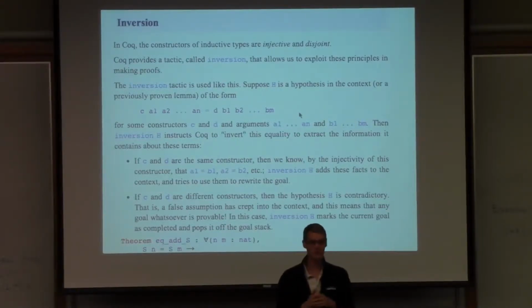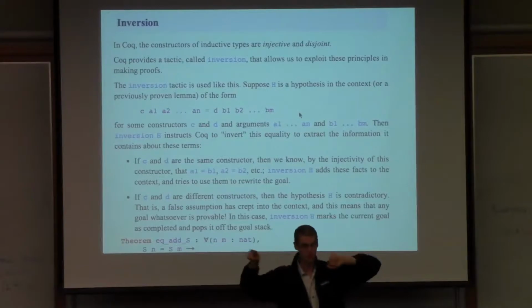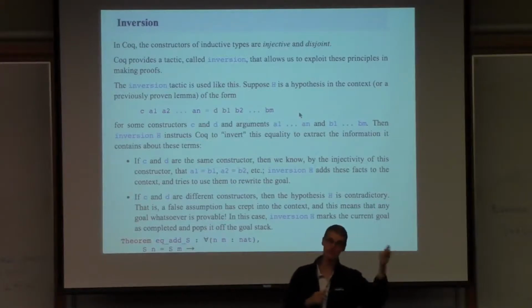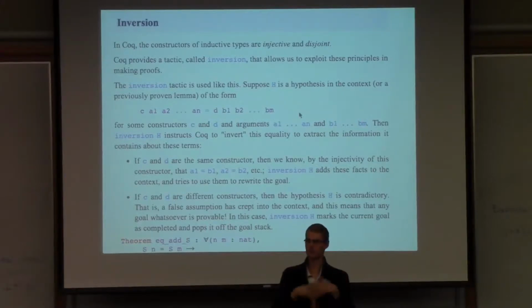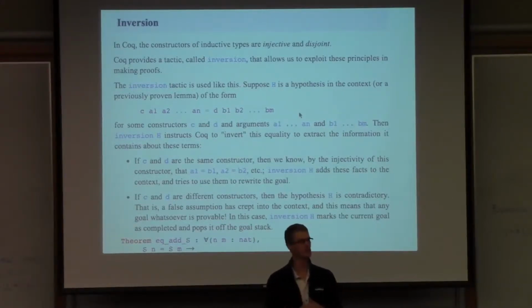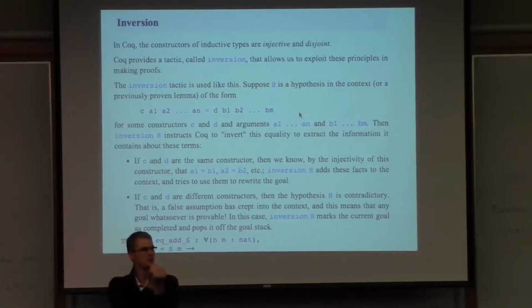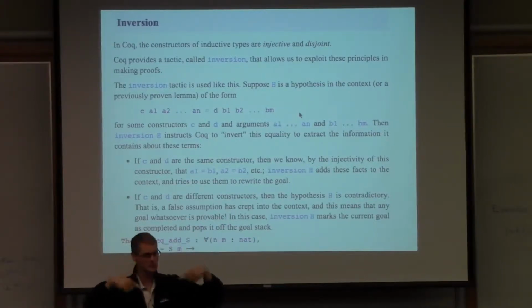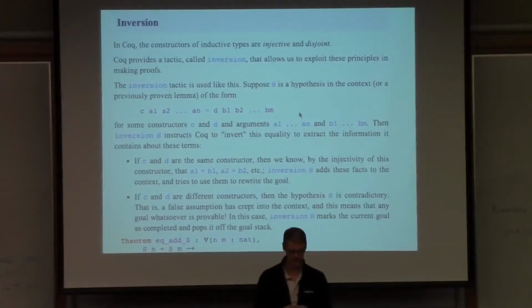If those arguments themselves are explicitly constructed things, then we can keep going. So for example, if we have a hypothesis that says successor of 0 equals successor of 0, then once again it's nonsensical and we should be able to prove anything. And inversion will get that in one step. So what inversion does is it takes an equality hypothesis and squeezes all of the juice out of it that it can get by observing that different constructors can never be equal, that's nonsensical, and the same constructor leads to a whole bunch of sub-equality facts.